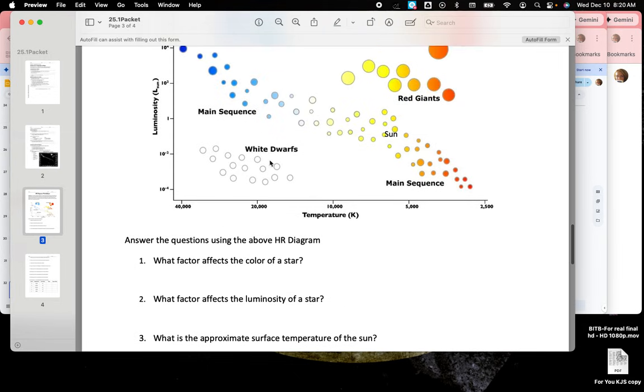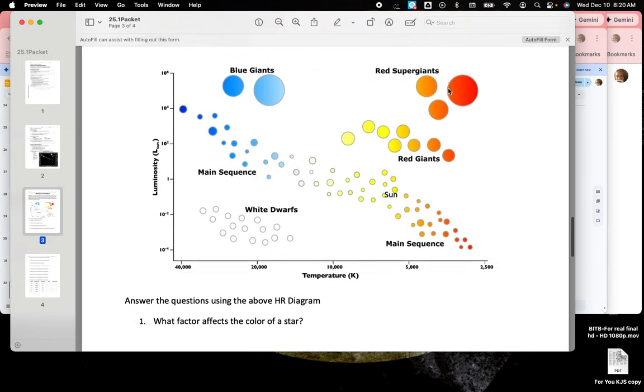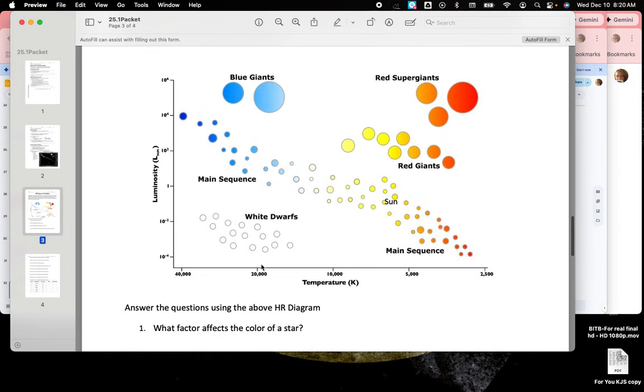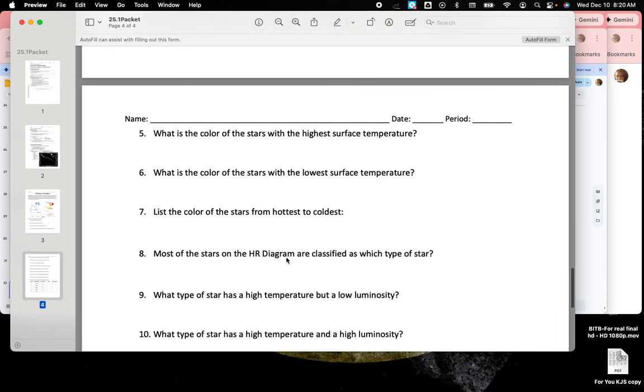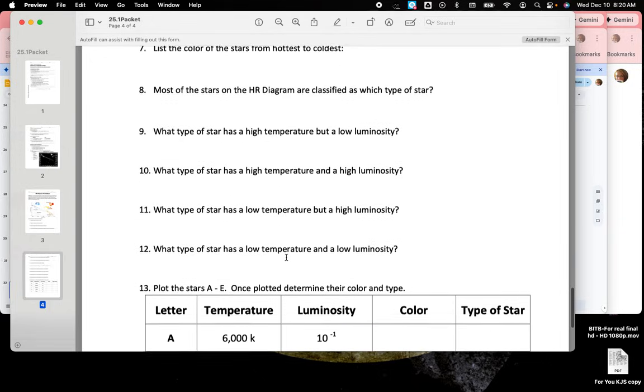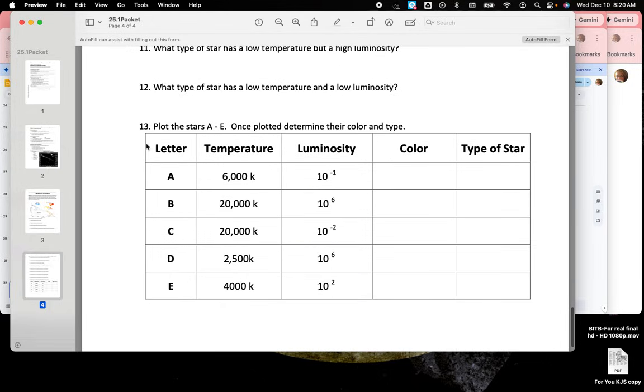So here are my white dwarfs. Here are my red supergiants. Wow, they're way over here, 20,000 K, whereas my red supergiants are 2,000 K. So I would say that they are higher. And you continue to answer questions using the graph. Now, down here, number 13, kids always mess it up. It says plot the stars A through E. That means you actually have to plot these on the HR diagram.